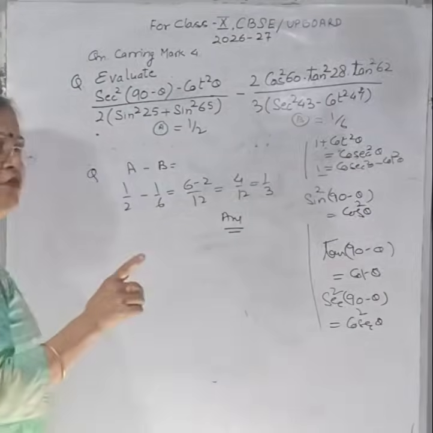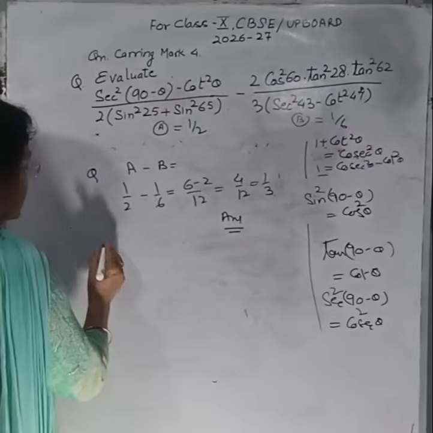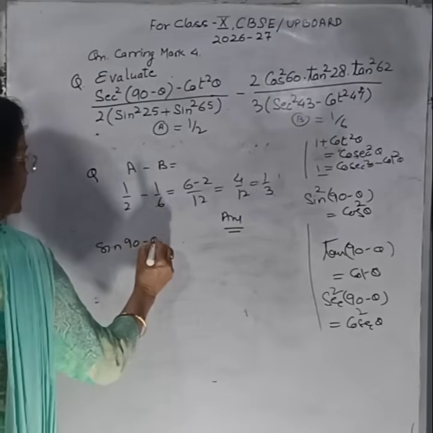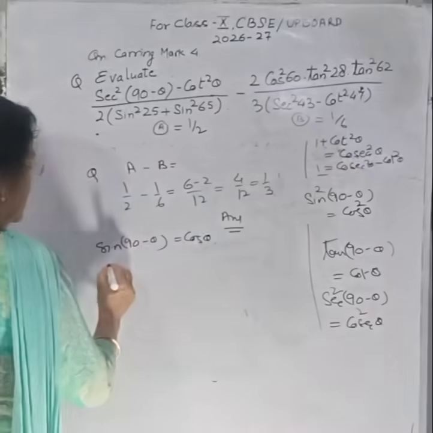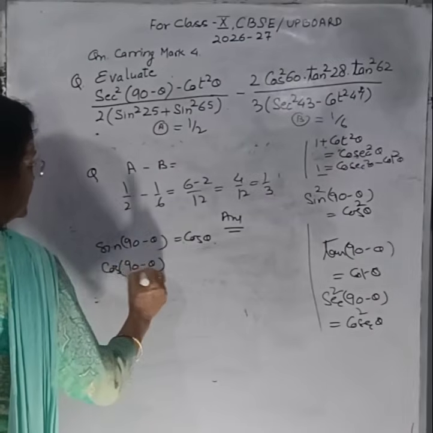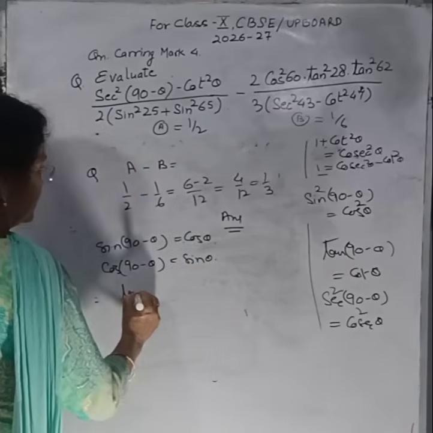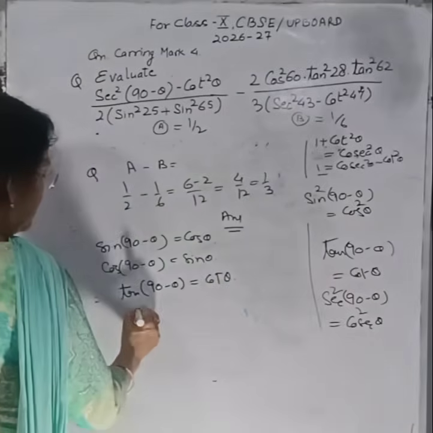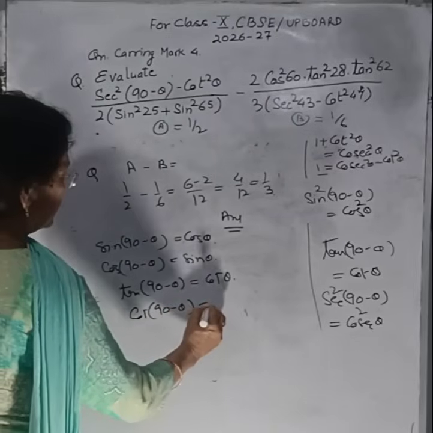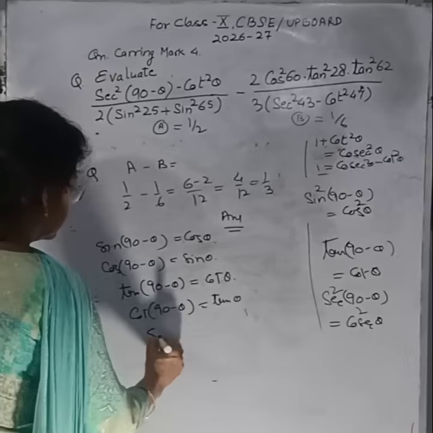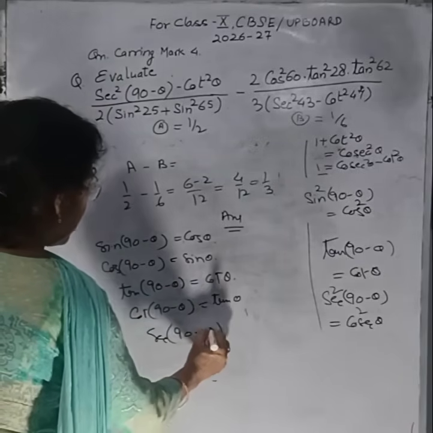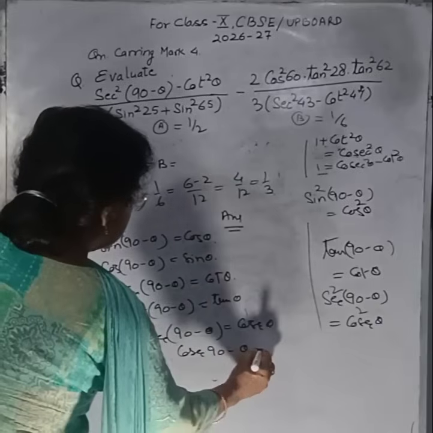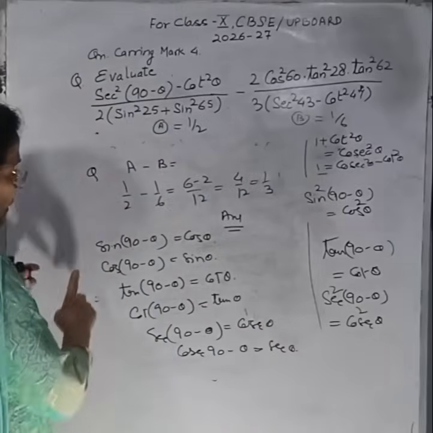Remember, always remember during solving this question, don't get confused with these formulas. We have 6 formulas which are to be known to us. Sine (90 minus theta) is equal to cos theta. Cos (90 minus theta) is equal to sine theta. Tan (90 minus theta) is equal to cot theta. Cot (90 minus theta) is equal to tan theta. Sec (90 minus theta) is equal to cosec theta. And cosec (90 minus theta) is equal to sec theta. These are the 6 formulas, to be known to us.